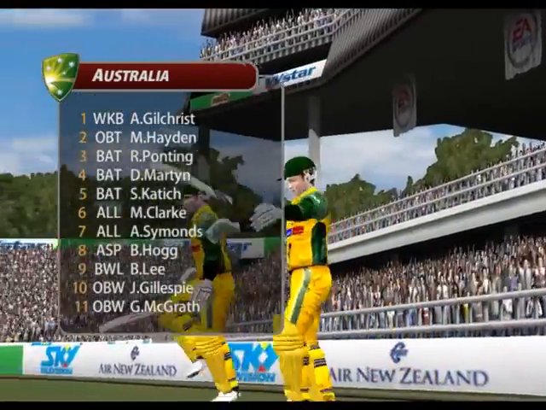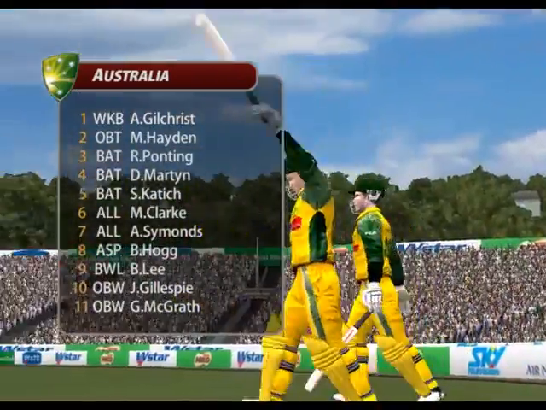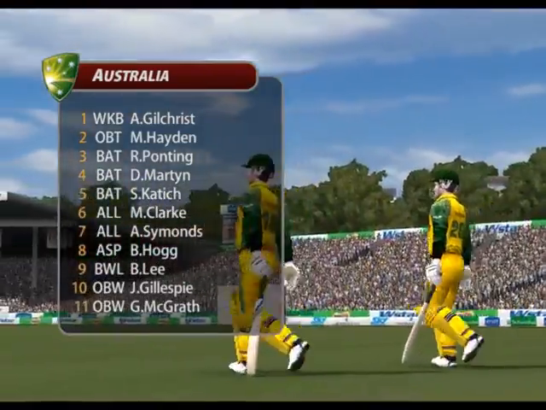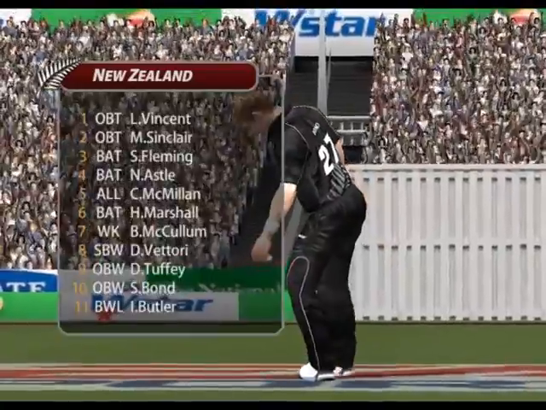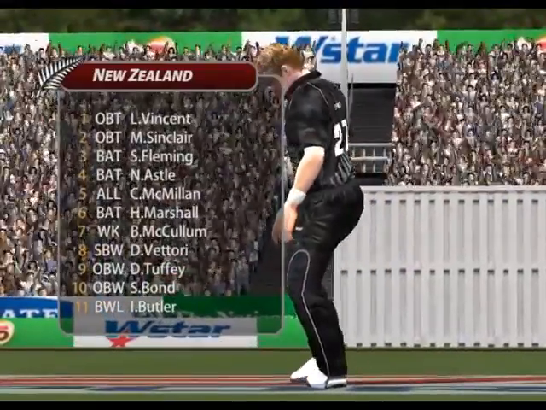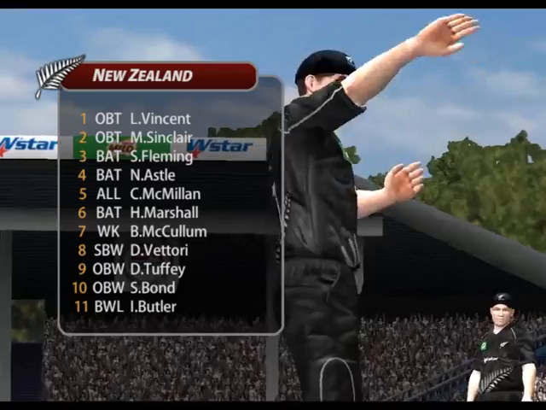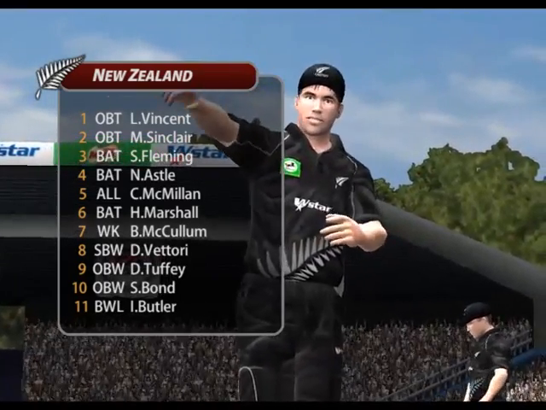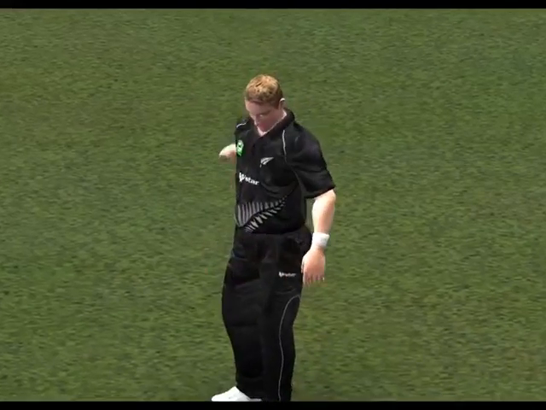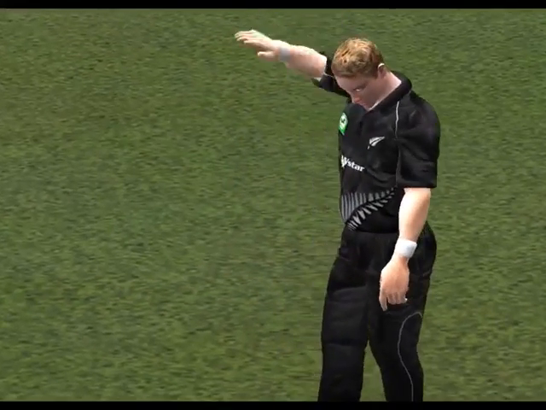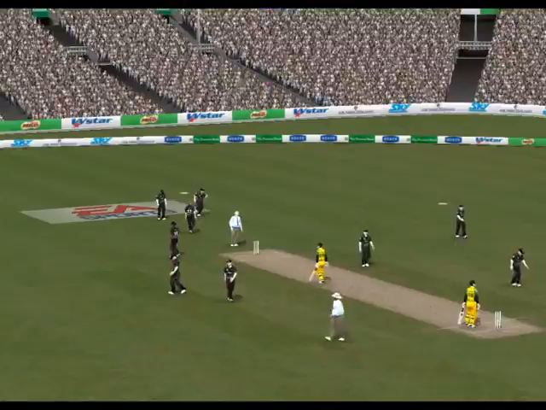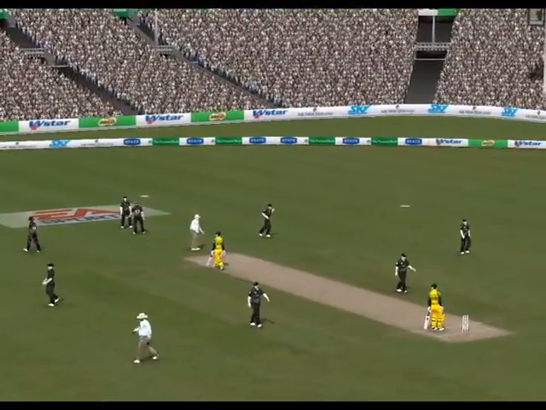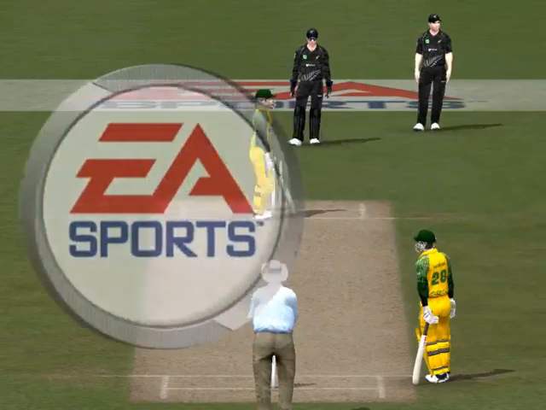Here's the lineup for Australia: Gilchrist, Hayden, Ponting, Martin, Catch, Clark, Simons, Hogg, Lee, Gillespie and McGrath. And here's the lineup for New Zealand: Vincent, Sinclair, Fleming, Astol, McMillan, Marshall, McCullum, Vettori, Tuffy, Bond and Butler. Gilchrist is now on strike.